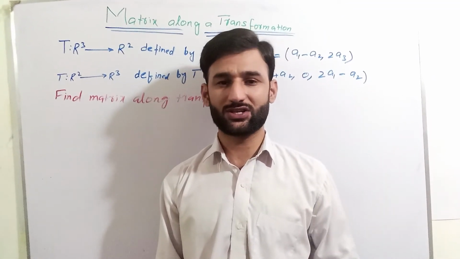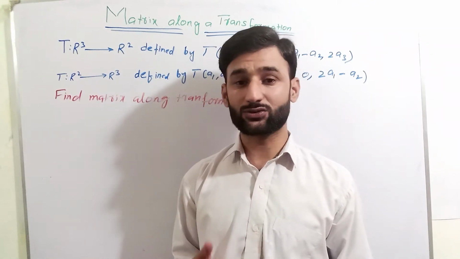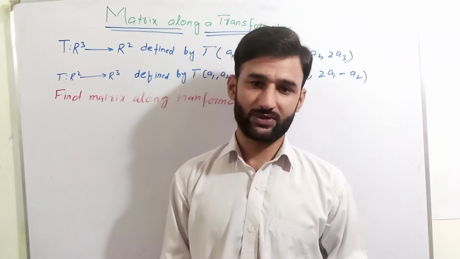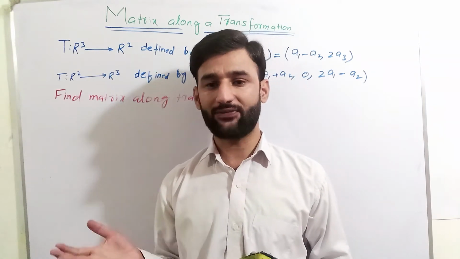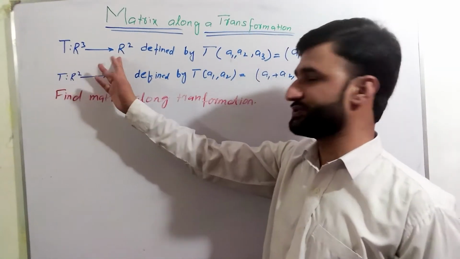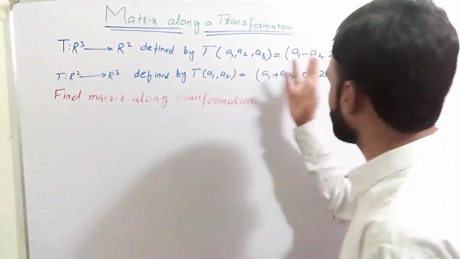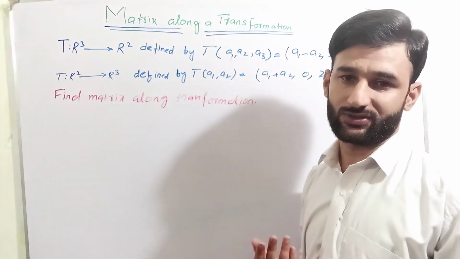Today I'm going to discuss a new topic of linear algebra. The topic is how you can find the matrix along a transformation. For this, remember two things. If you have any transformation defined, for example, the first transformation from R2 to R3, defined by this transformation, how can you find the matrix along the transformation?